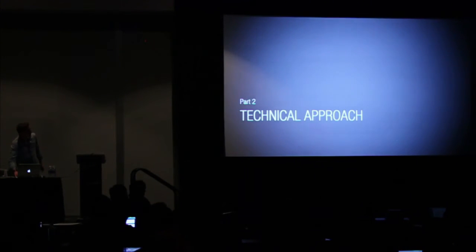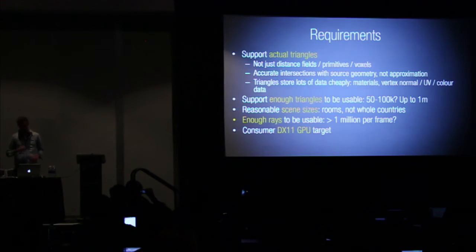So we need a technical approach that's a little bit different to the standard offline, the standard interactive ray tracer. So here is my short list of requirements for what I wanted to be able to do. First thing, I wanted to be able to support actual triangles, not distance fields, not voxels, not primitives, but actual triangles, what you get out of a 3D package or what you generate from marching cubes or something like that. And I wanted to be able to intersect those perfectly accurately. So I wanted to be able to handle triangles natively.